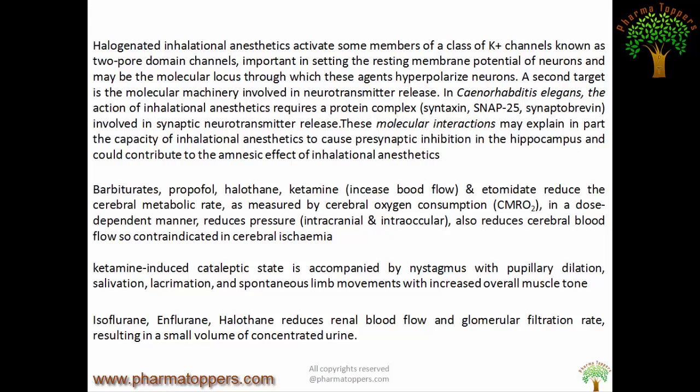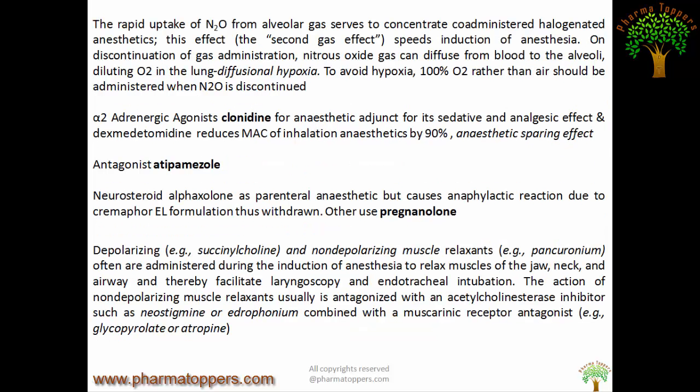Isoflurane and halothane are found to reduce renal blood flow and GFR, or glomerular filtration rate, resulting in a small volume of concentrated urine. So the rapid uptake of nitrous oxide from the alveolar gas serves to concentrate co-administered halogenated anesthetics. Thus this produces the second gas effect, where speed of induction of anesthesia is considered. So on discontinuation of this gas, the nitrous oxide can diffuse from blood to the alveoli, diluting oxygen in the lung, causing diffusional hypoxia. So to avoid this, 100% O2 is given rather than air when nitrous oxide is discontinued.